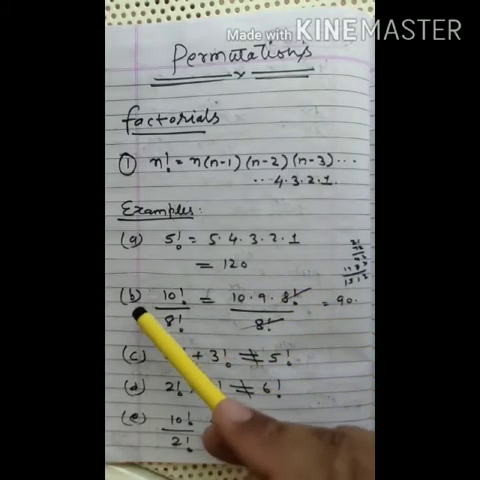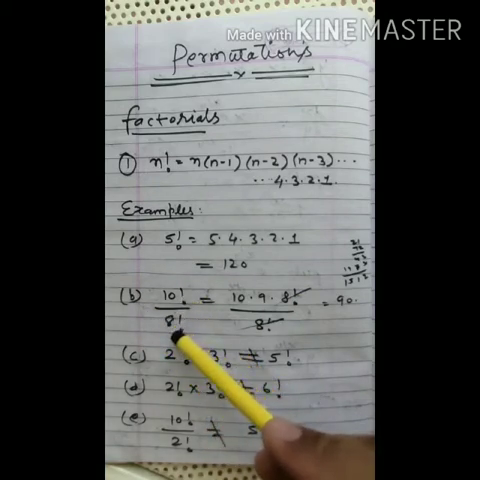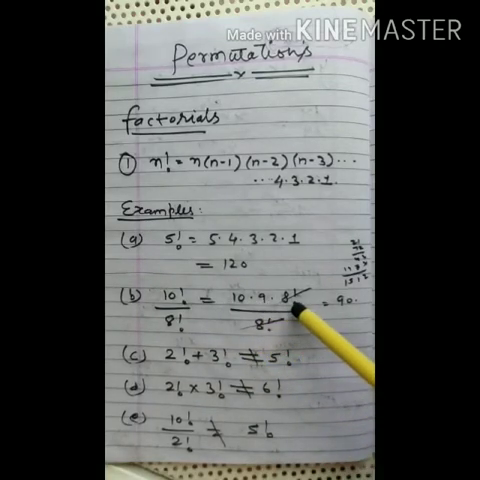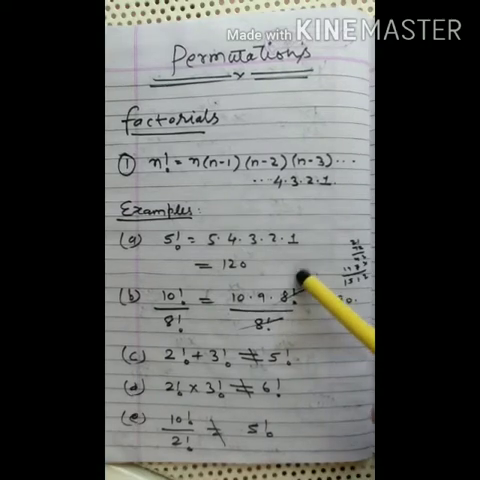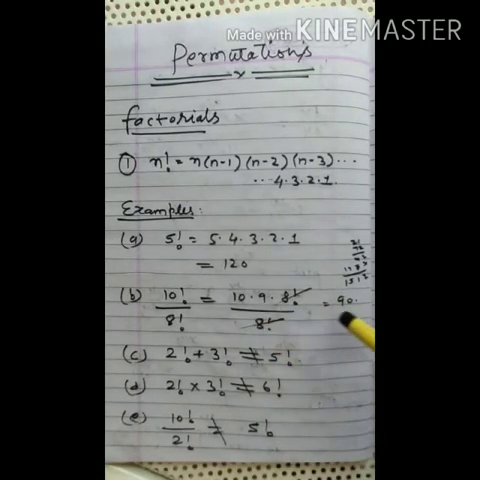Now, second example, 10 factorial upon 8 factorial. This can be written as 10 into 9 into 8 factorial. Okay? 8 factorial and 8 factorial will cancel out. 10 into 9, 90 is the answer.